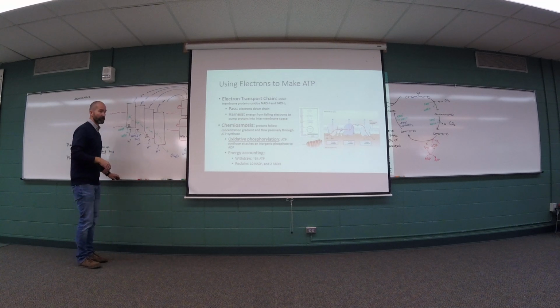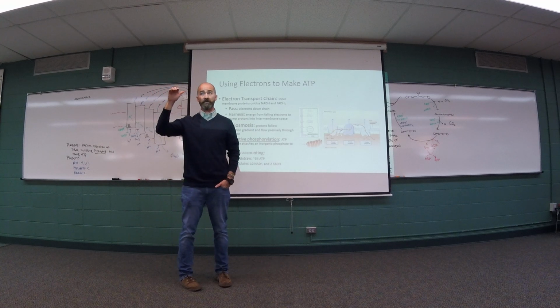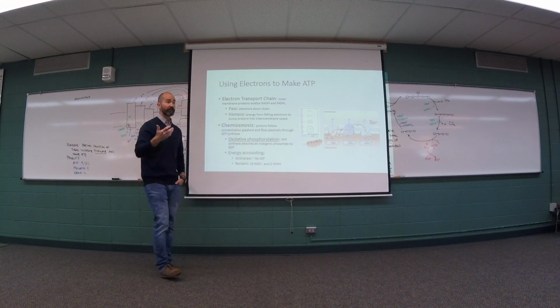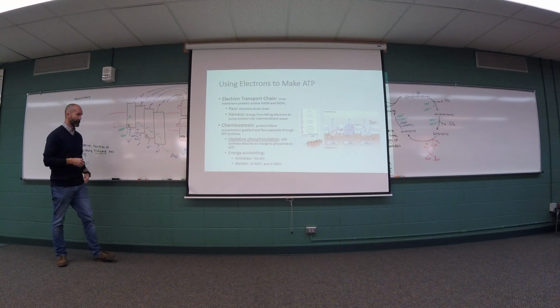And through chemiosmosis, those protons passively fall. And again, you guys, this is an important distinction. When the protons fall back through ATP synthase, that is a passive process. It's not active, it's passive. They're passively falling back through ATP synthase, spinning it, and through oxidative phosphorylation, we're able to create 34 to 36 ATPs.